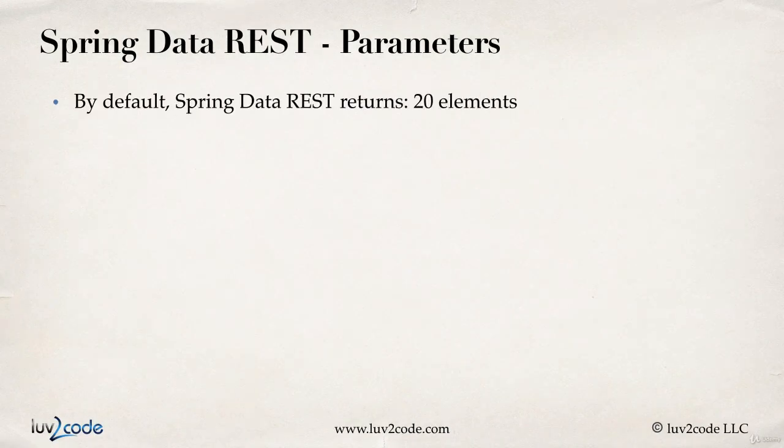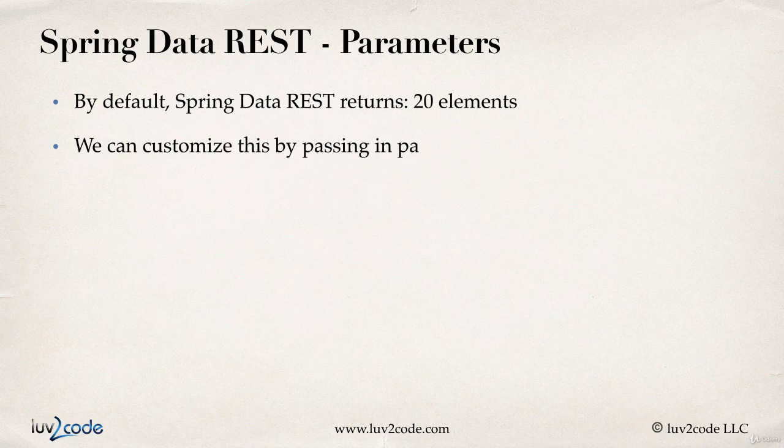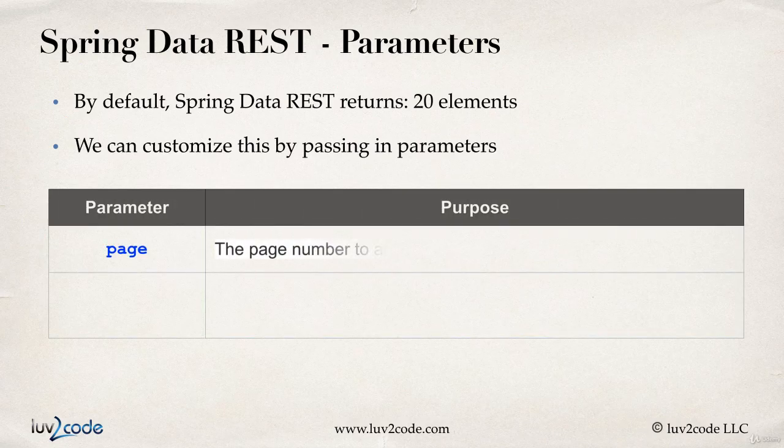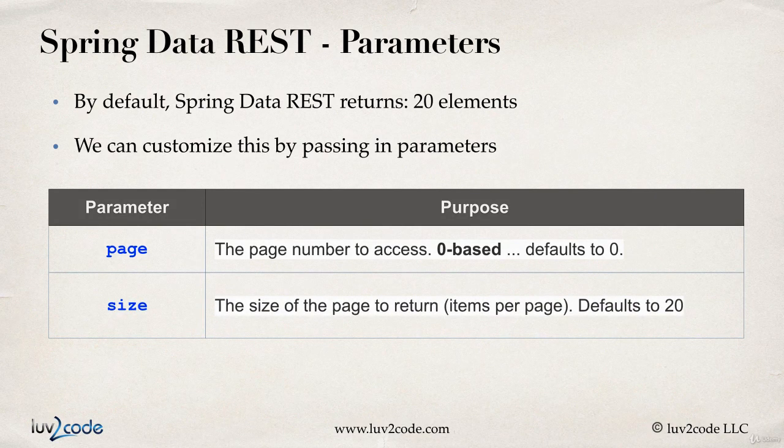By default, Spring Data REST returns 20 elements, and we can customize this by passing in parameters. We can make use of the page parameter. That's the page number to access. It's 0-based. We can use the size parameter. This is the size of the page to return, basically the items per page.